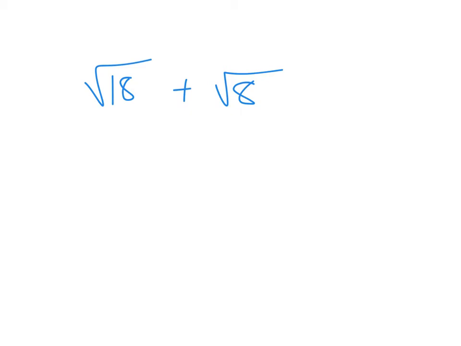All right, so in order to see if you can actually combine these, you have to try to simplify them first. So the square root of 18 is not simplified. I can break that down into 9 times 2. Because 9 is a perfect square, the square root of 9 is 3, so now I have 3 times the square root of 2. So that's all the way simplified.